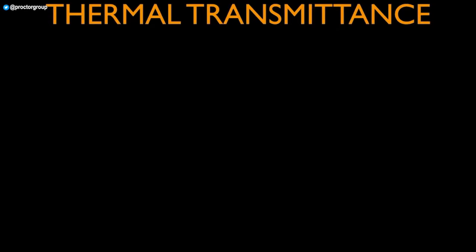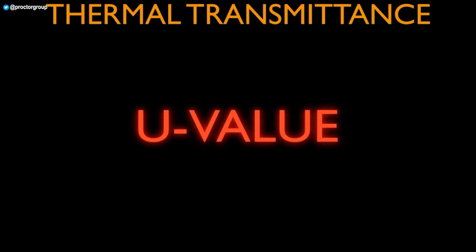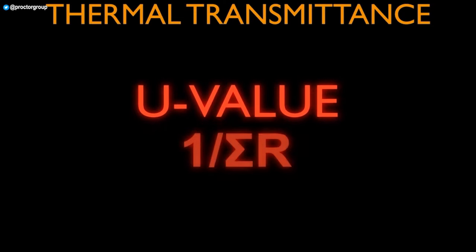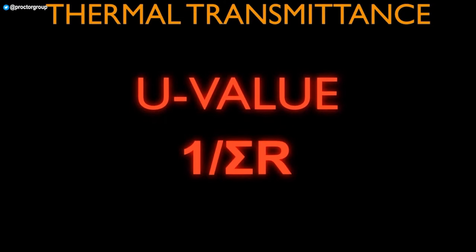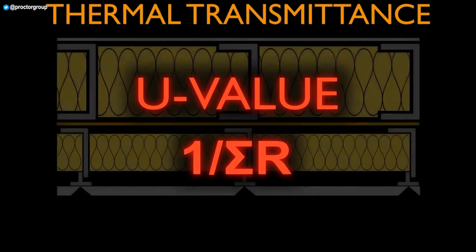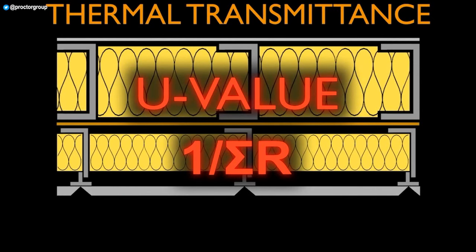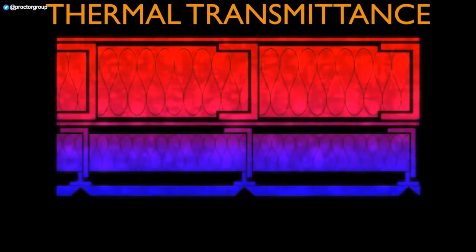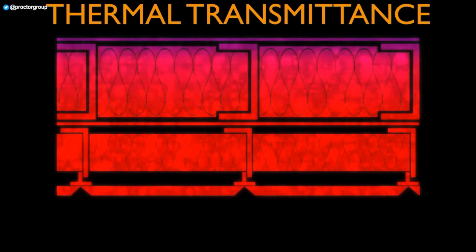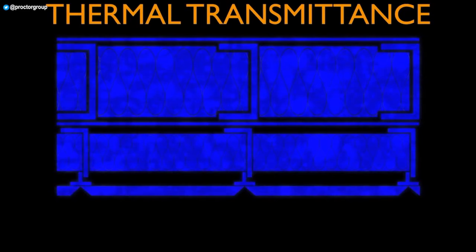The final property we need to consider here is the thermal transmittance, or U value. The U value of an element is the inverse of the sum of all the R values in a construction and gives an indication of the heat flow through a given element, in this case a wall. In practice though, the R values for each layer need to be adjusted to reflect things like air gaps and structural elements like studwork.